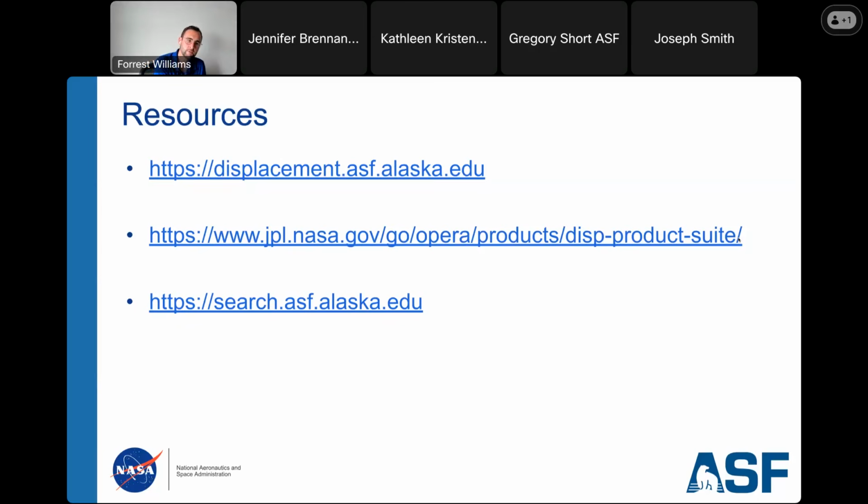And then the third link that I also wanted to mention, which is just our Vertex site, search.asf.alaska.edu. If you want to download the actual granules that back up this displacement portal, or if you would like to download other SAR data sets from NASA, this is the best place to go. Give it a try. I'm imagining some of you are already familiar with Vertex, but if you're very new to this space, if you want your SAR data, this is the best place to go.